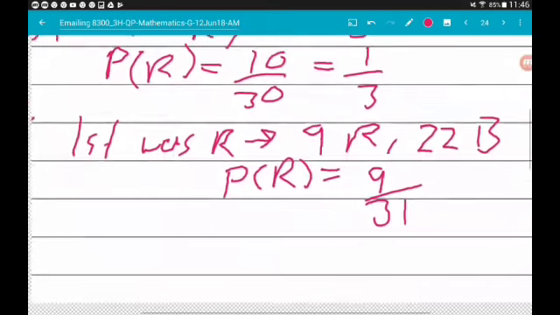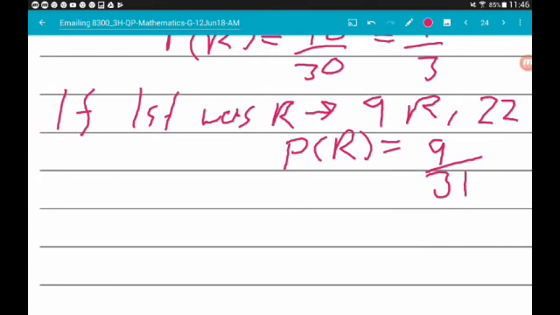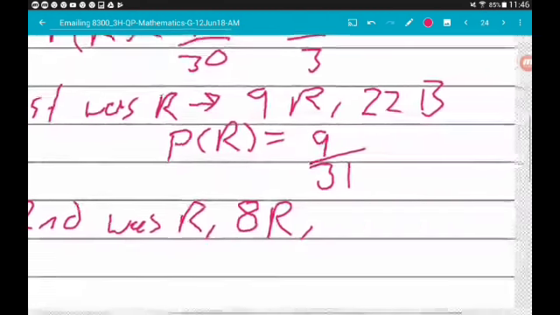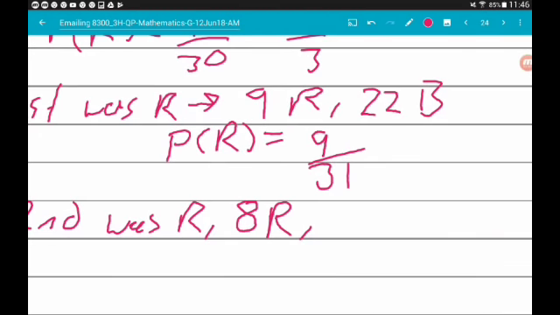Now, if our second selection was red, well, again, there's going to be 1 less red, so there's now going to be 8 red, but there's going to be another 2 blue, so there's now going to be 24 blue.